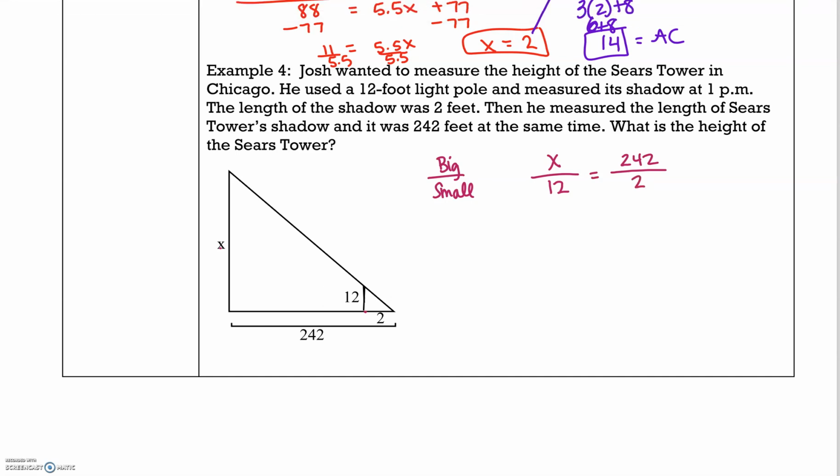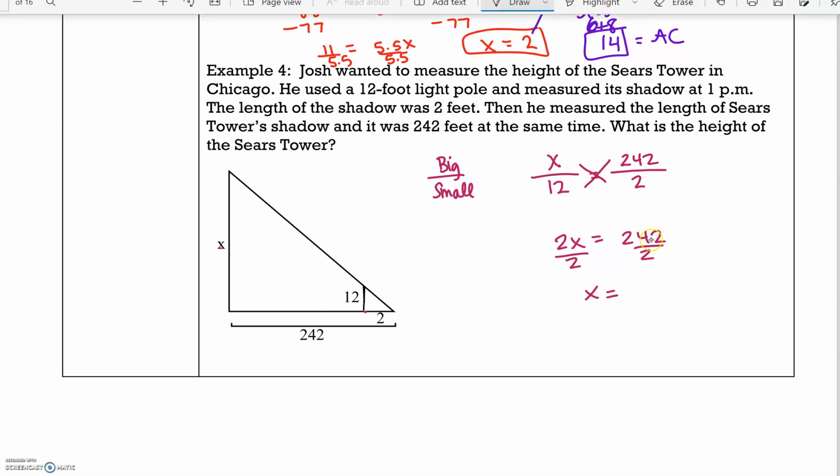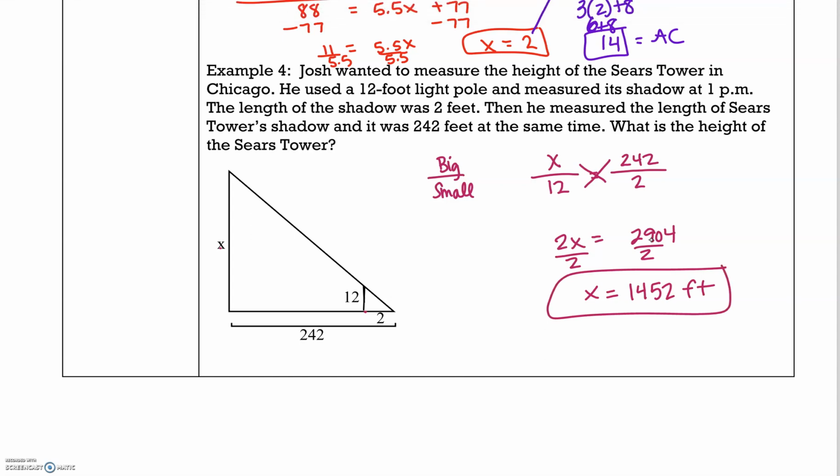So now I can go ahead and cross multiply. 2x is equal to 242, and divide by 2 to get... And that has to be multiplied by 12. So actually, we don't divide by 2 yet. We've got to multiply those, which is the 2,904. There we go. 12 times 242. And now we cut it in half to get 1,452 feet, which makes a little more sense anyway for the height of the Sears Tower.